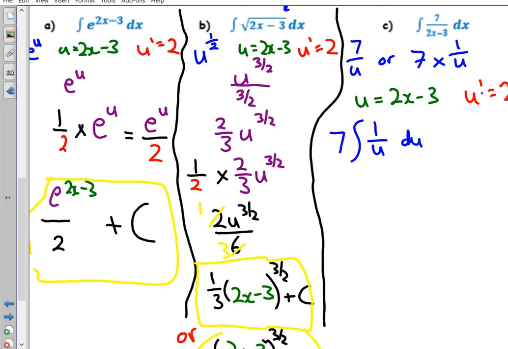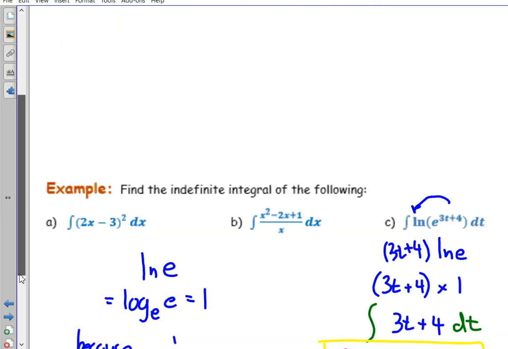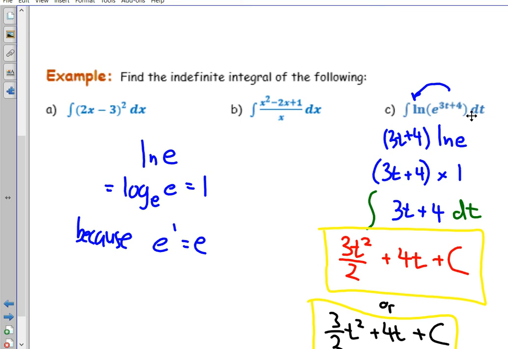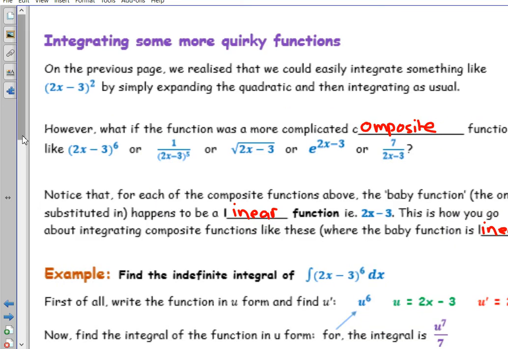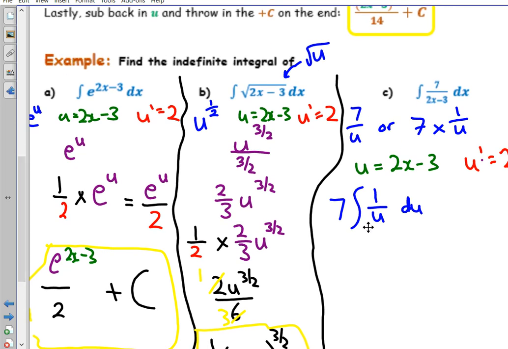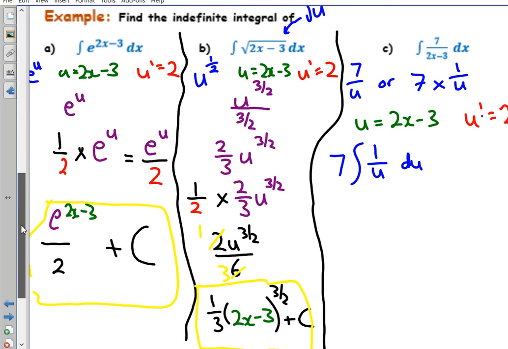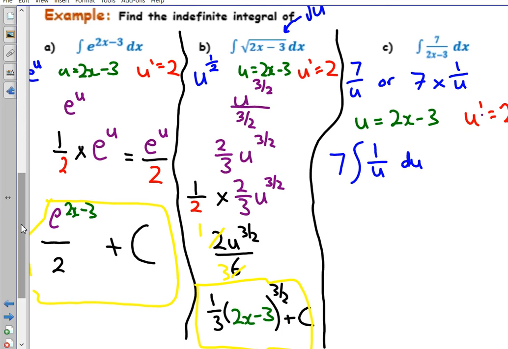Because remember, I'll quickly show you on this one. This one was with respect to t, because the variable is t. But this is x. It's because we're doing something like the chain rule for composites, but it's not technically the chain rule, though it's the same style of thinking.